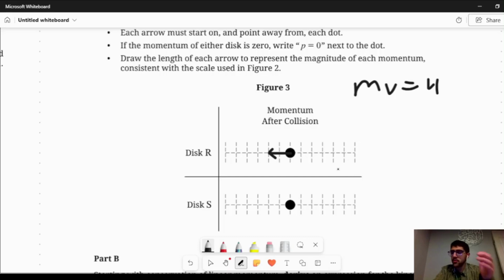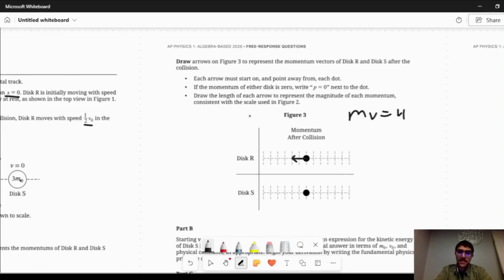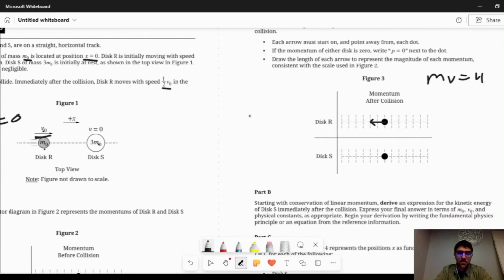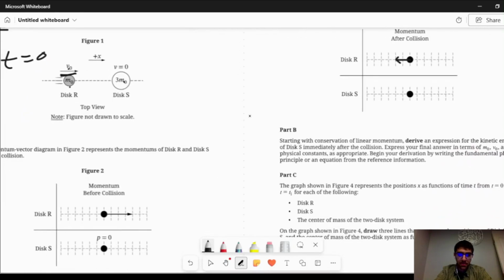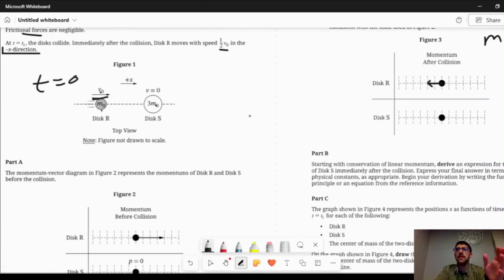Then disk S: there is more than one way to solve this. You could try to actually calculate the velocity and find what it is in terms of m0 v0, and then relate it to disk R, but that's a lot of work. Another thing you could notice is that it's a collision, and the collision is basically immediate. Immediately after the collision, disk R is moving in the opposite direction.